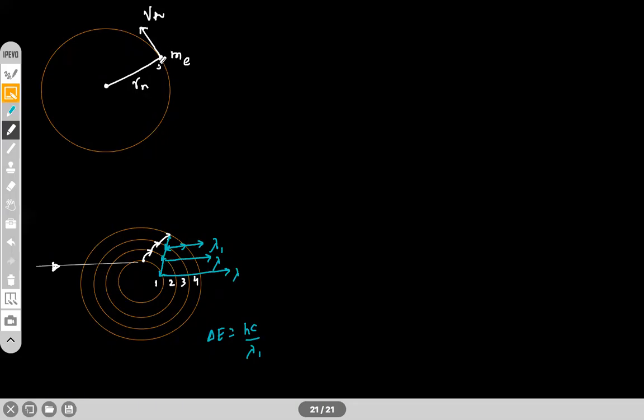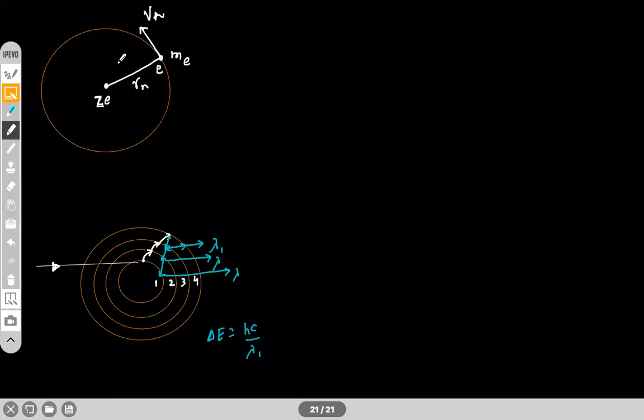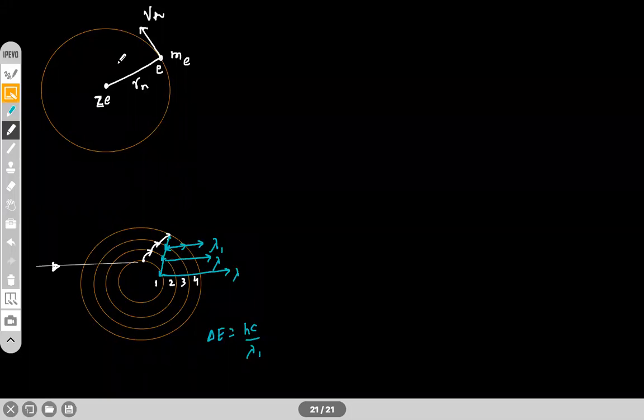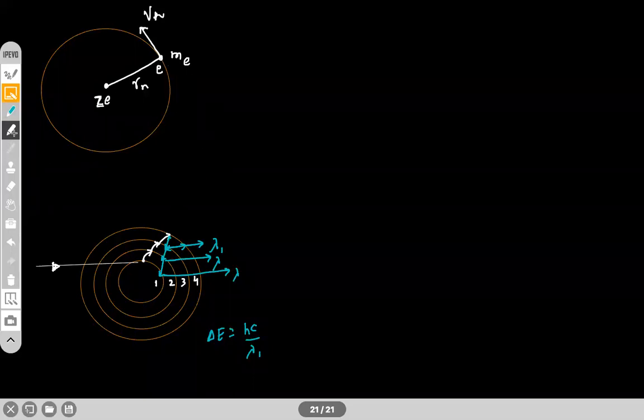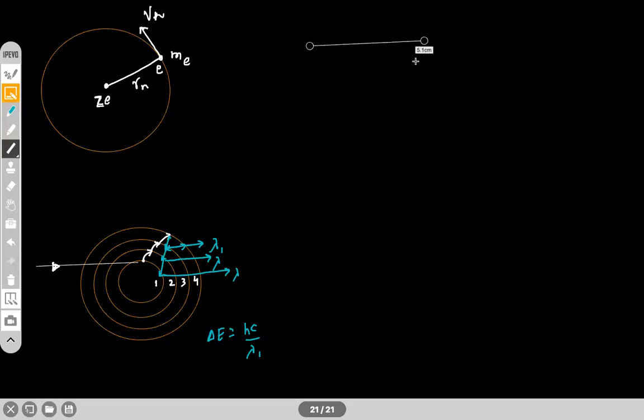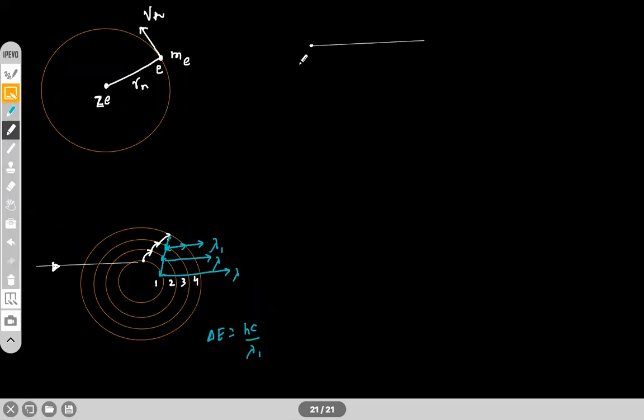This charge here, we have the electron charge e. This charge here, we have Z times e. Z is the atomic number of whatever atom we are taking, and this atom must have one electron, like we have hydrogen, He plus and Li2 plus. Okay, so this is the charge we have in the nucleus, Ze, and e is the charge. Now, if I write down this line here, the nucleus charge is Ze, this charge is e, and this distance is rn.